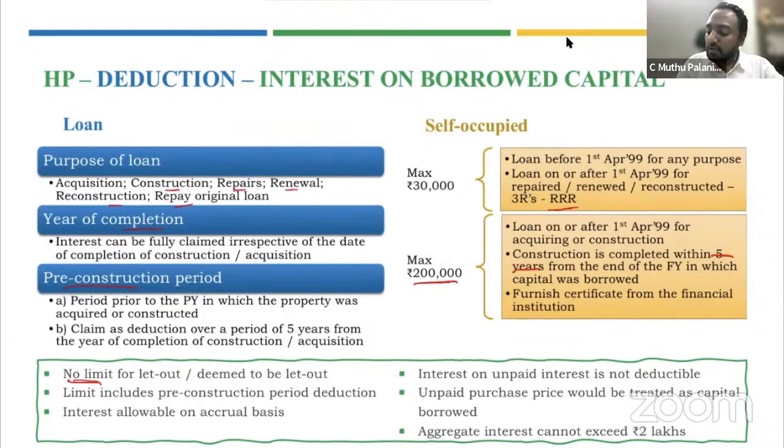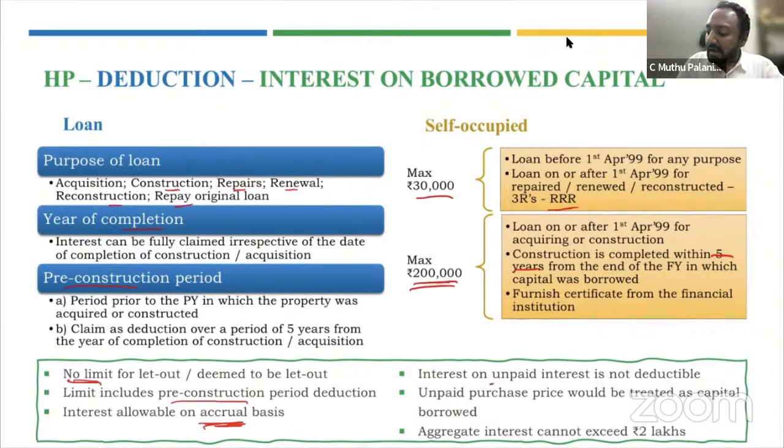And the limit includes pre-construction period. So when you say 2 lakhs, when you say 30,000, it not only includes your current interest, it also includes a share of pre-construction interest put together. And interest is allowed on accrual basis. Please remember, municipal taxes are allowed on payment basis, but interest is allowed on accrual basis.